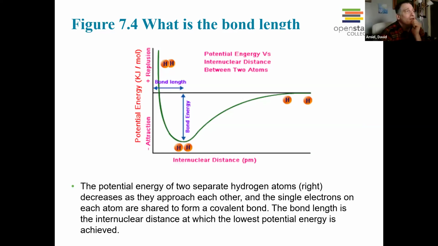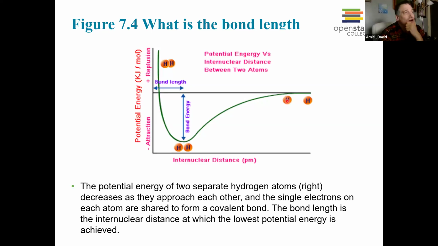Here's another view of chemical bonding between two hydrogen atoms. And you're seeing on the y-axis the energy. On the x-axis is the distance between the two hydrogen atoms. And if you look on the far right, the two hydrogen atoms are far away. And here is the level of potential energy. Fairly high, meaning that the molecule is not stable.